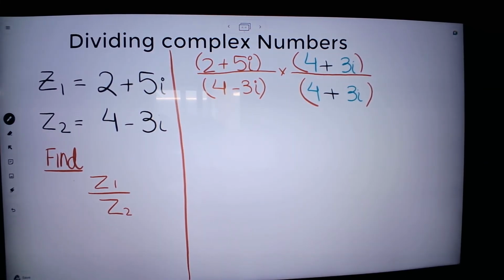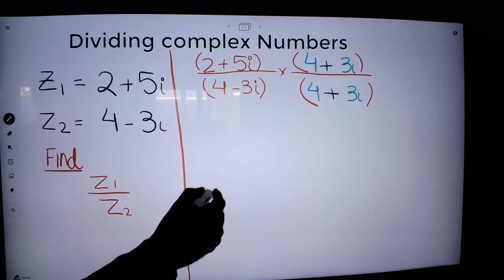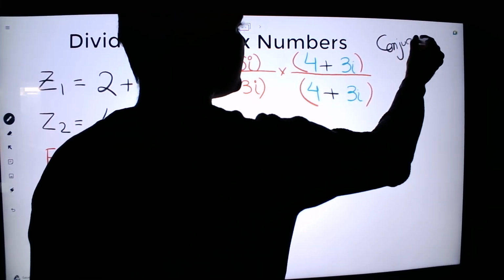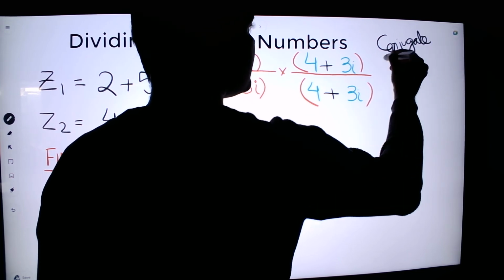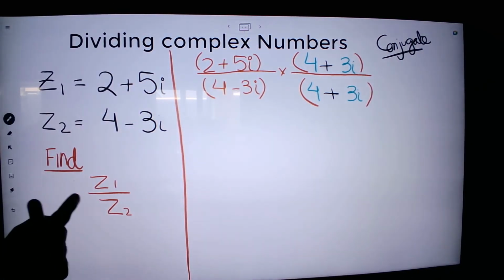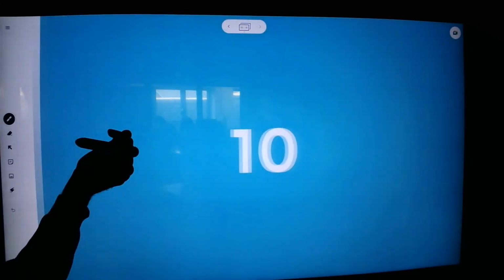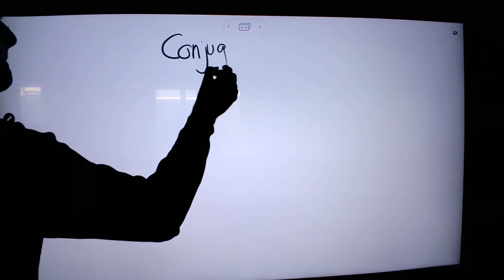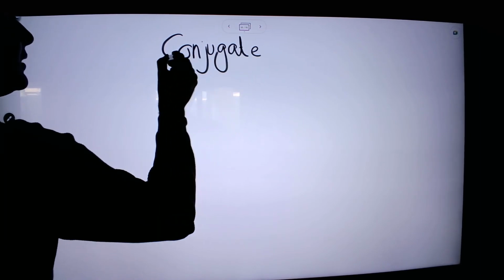Why do we do that? We do not like a denominator that is a complex number. To fix that, we convert it into a real number. This thing is known as the conjugate. I'm just going to move to the next slide to give you an idea of what the conjugate is, and I will come back to the other slide.